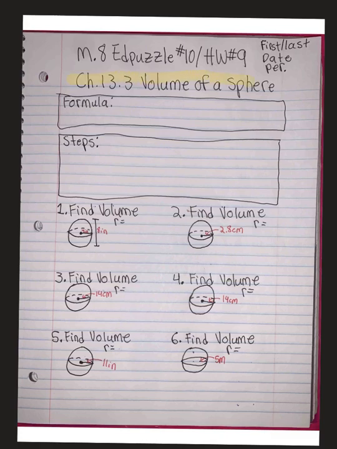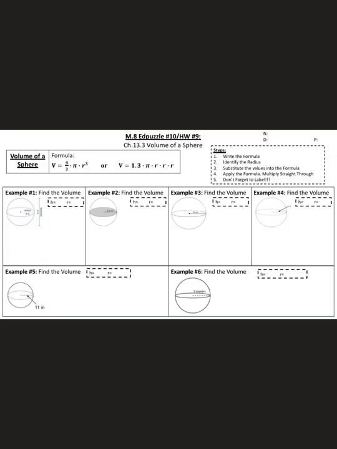So make sure you put the title, your first and last name, period, and everything like we always do. You're going to need to write down the formula and the steps, and we are going to go over these 6 examples. Alright, so this is the worksheet I'm going to be going over as a whole. Remember, I will be posting this with the Edpuzzle as a PDF, so you can use this as a resource, and you can also look at the template I just showed you.